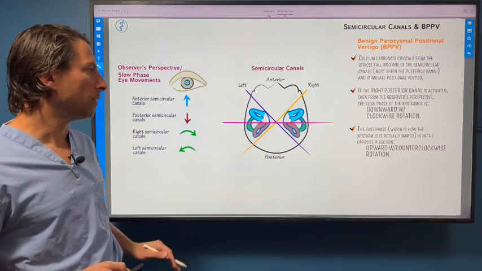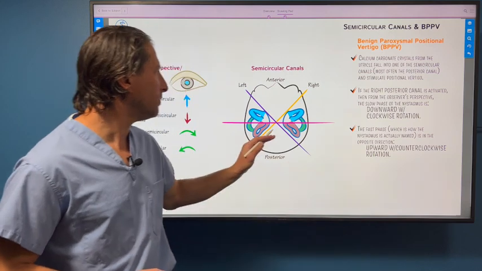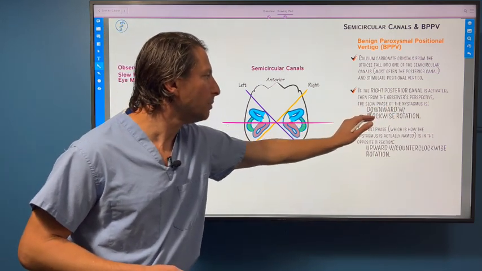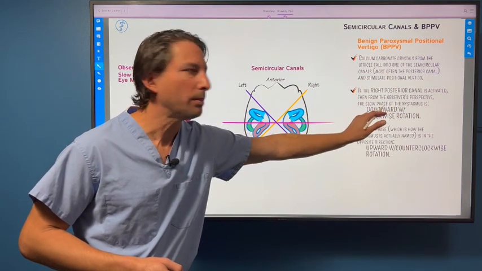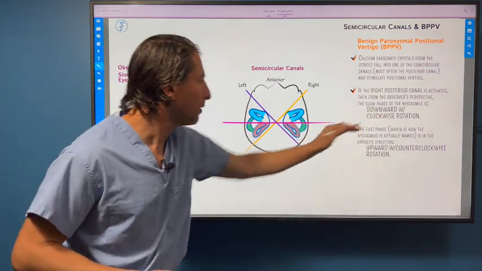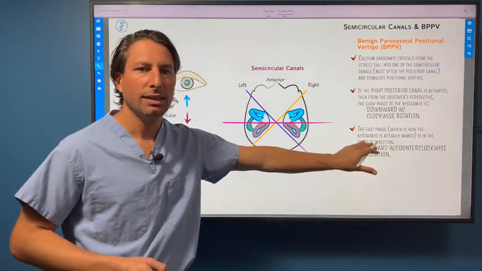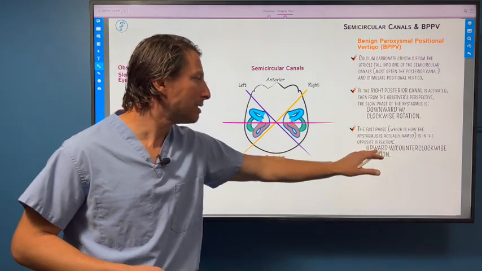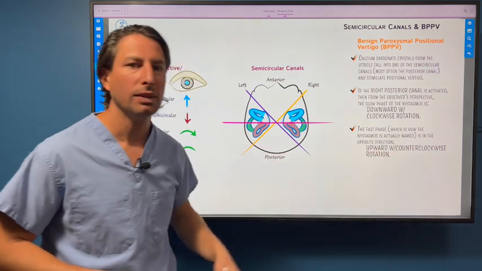So if the right posterior canal is activated, so on the right side here, the slow phase of the nystagmus, of the eye movement itself, the eye abnormality is going to be downward, because posterior, and clockwise, because it's on the right. The fast phase of the nystagmus, which is actually how it's named, is going to be in the opposite direction. It's going to be upward with counterclockwise rotation.